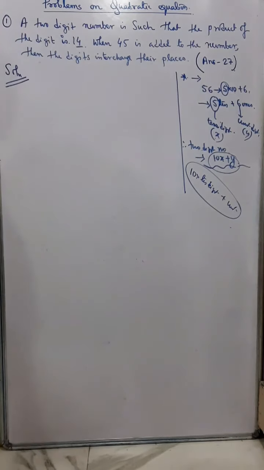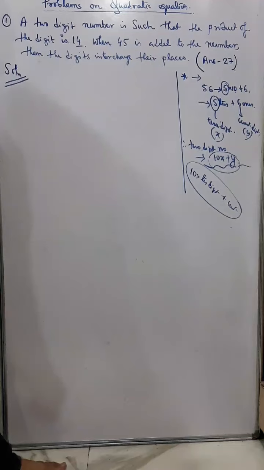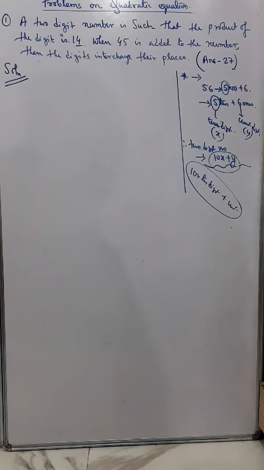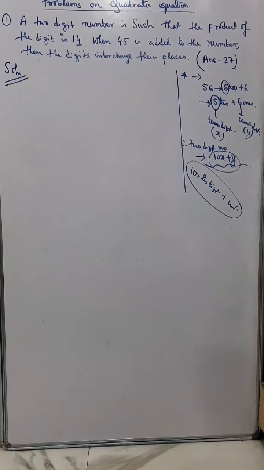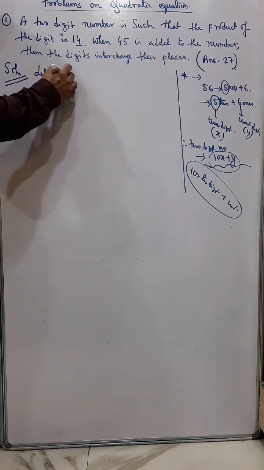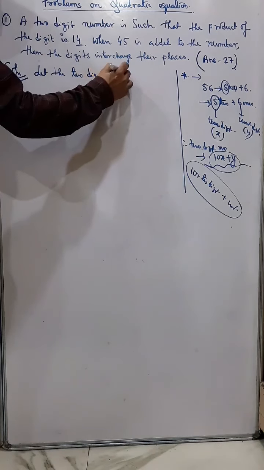What they told here: a two-digit number is such that the product of the digits is 14. Product of the digits is 14. Like here the product of the digits is 30, 5 into 6. So they told the product of the digits as 14. Okay, so here, let the tens digit equal x.